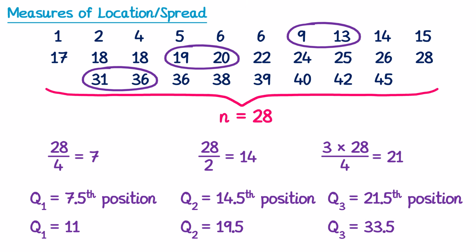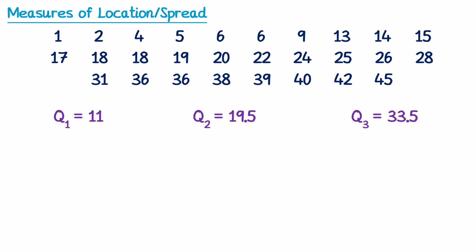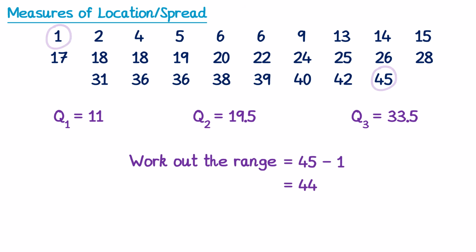So we've managed to work out these measures of location. The question could say though, work out the range, which is a measure of spread. Remember, the range was the greatest value subtract the lowest value. For this list, the lowest is 1 and the greatest is 45. So we do 45 subtract 1, which is 44.